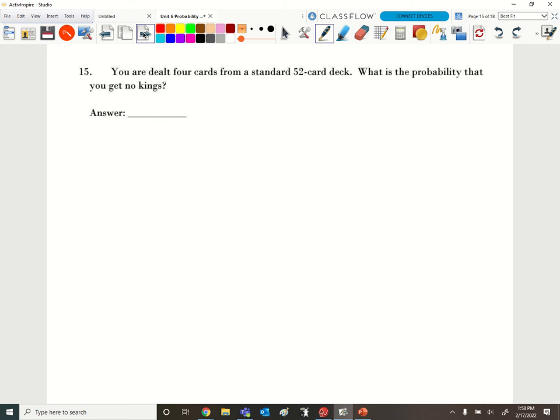How many 2s are in a deck? 4. How many jacks are in a deck? 4. There's 1 of every suit. 2 of hearts, 2 of clubs, 2 of diamonds, 2 of spades. So there's 4 kings, right? Now, watch this. This is another way of writing this. So I'm looking for the probability of not kings, right?